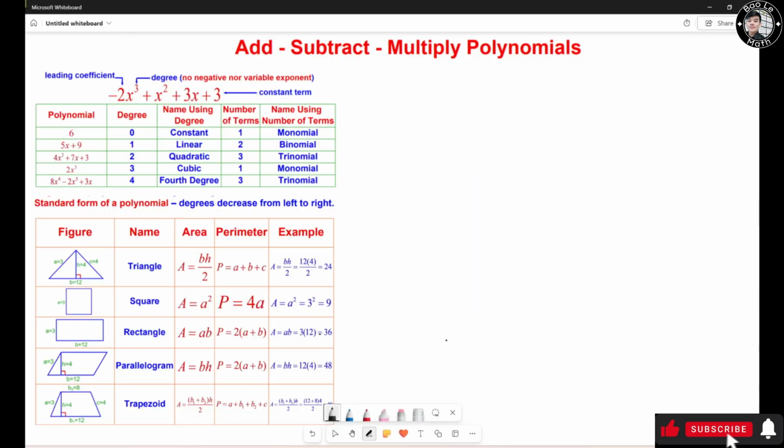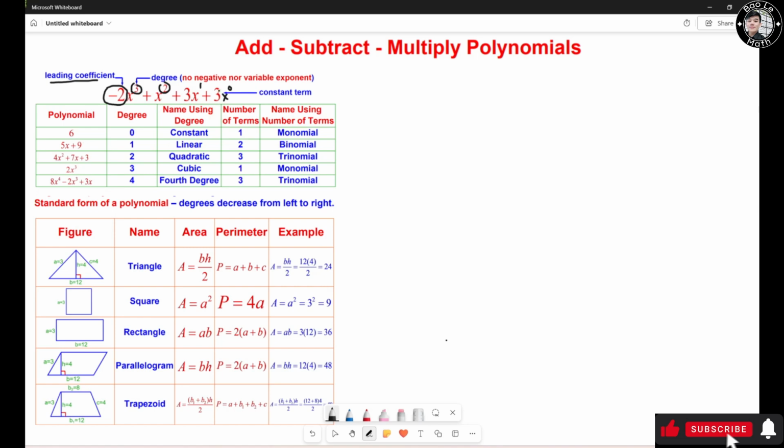Alright, now first we need to understand the standard form of the polynomial. The standard form of a polynomial is written from highest degree to lowest degree, from left to right. If you look at this one, you see that the highest degree right here is 3, then 2, then 1, and this is actually s to the power of 0. Now, negative 2 is the coefficient in front of the highest degree, so this is called the leading coefficient.